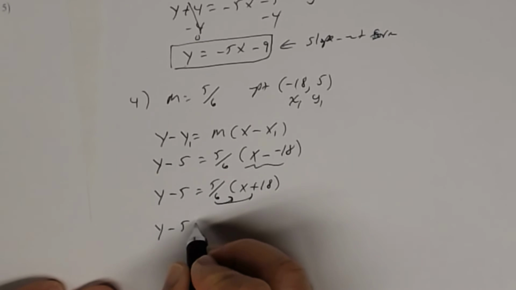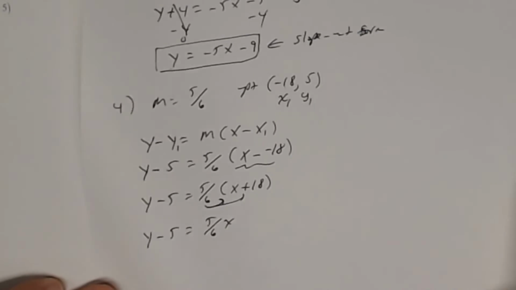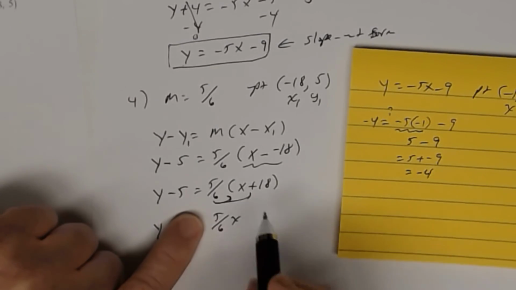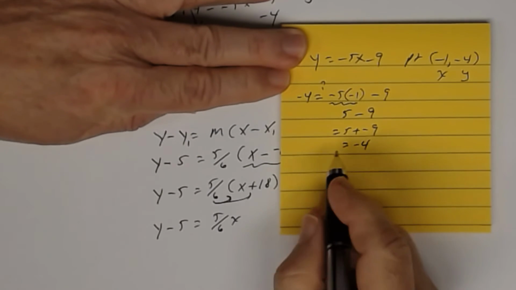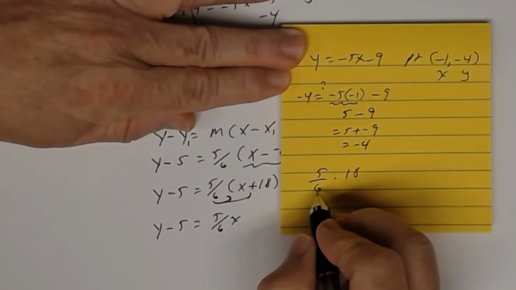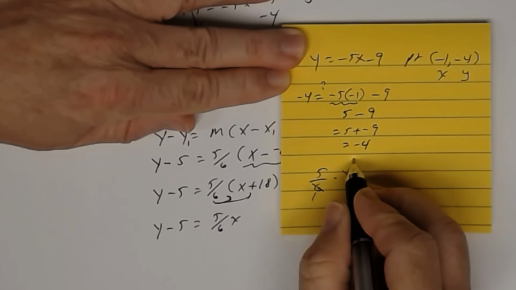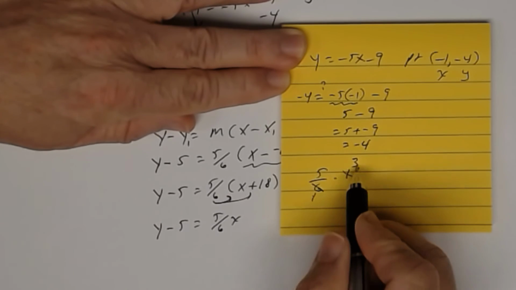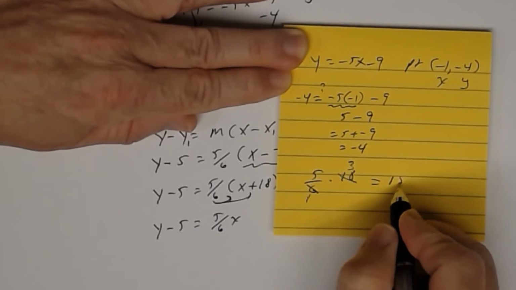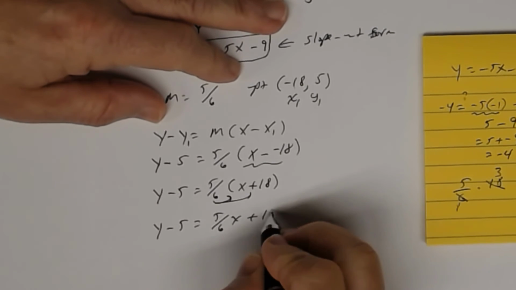I get y minus 5 equals 5/6x. 5/6 times x is 5/6x. And then I have 5/6 times 18, right? So let's go ahead and reduce first before we multiply. 6 into 6 is 1. 6 into 18 is 3. 5 times 3 is 15. So this right here becomes plus 15.